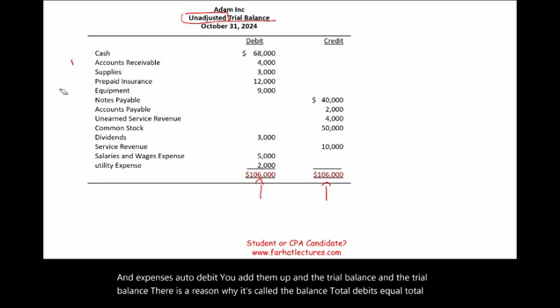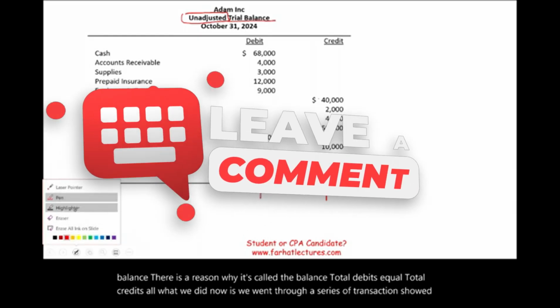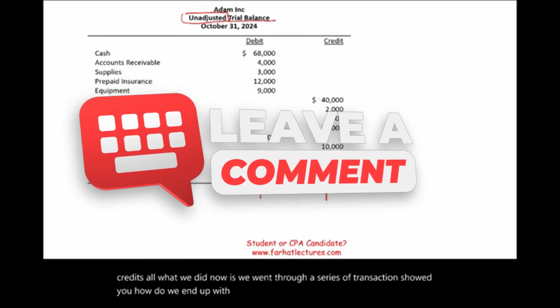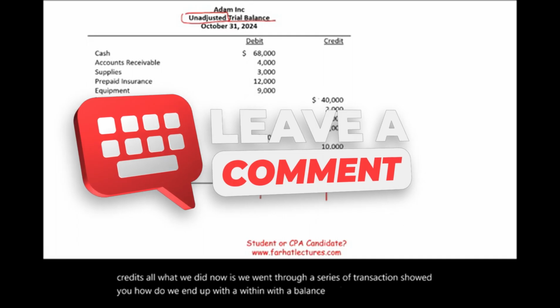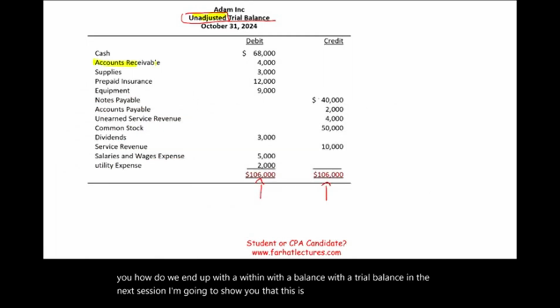All what we did now is we went through a series of transactions, showed you how we end up with a trial balance. In the next session, I'm going to show you that this is unadjusted. In the next session, we're going to adjust account receivable. We need to update this. We're going to update supplies. We're going to update prepaid. We're going to update the equipment.